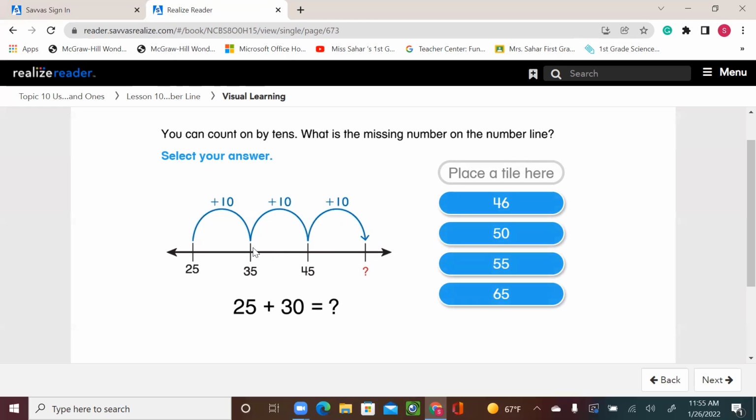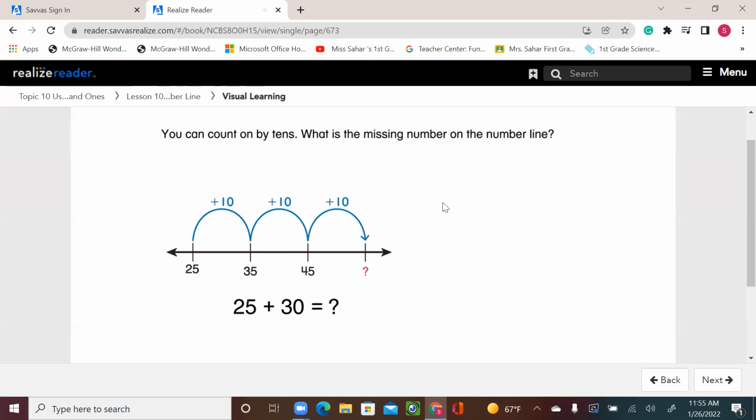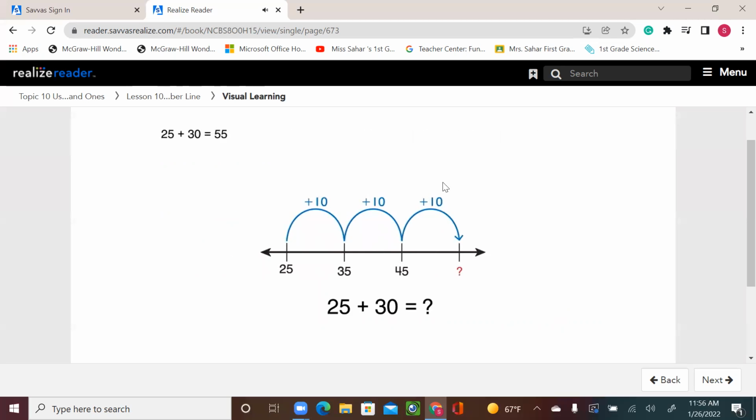So 25 plus 10, that means my tens digit increased by 1. So 25 plus 10 equals 35. 35 plus 10 equals 45. You see your second digit, the tens, increased by 1. So now 45 plus 10, very good, 55. 25 plus 30 equals 55.